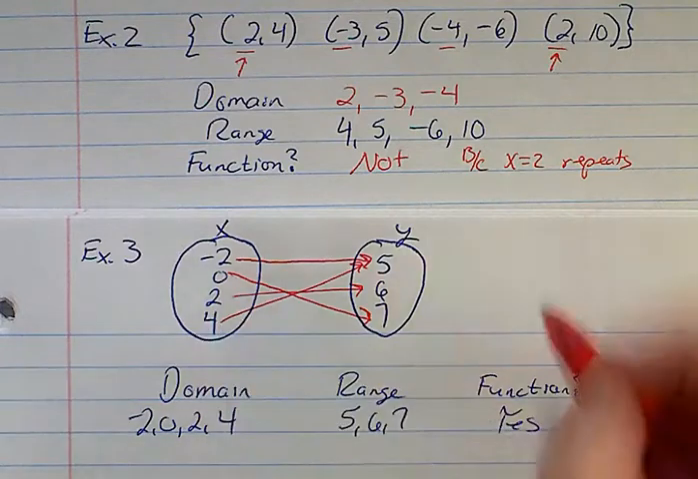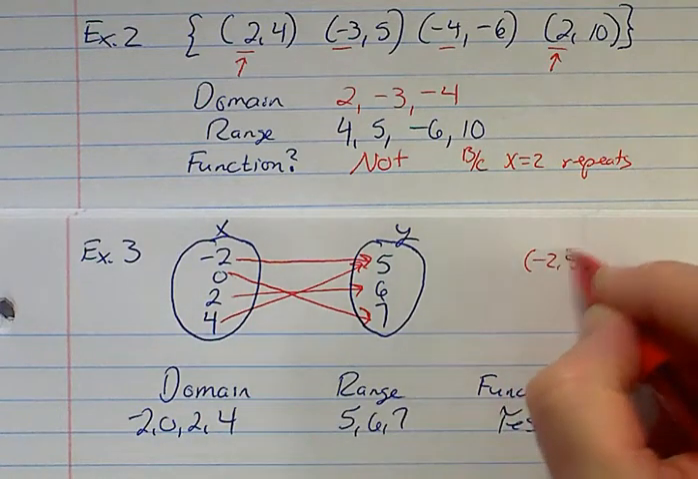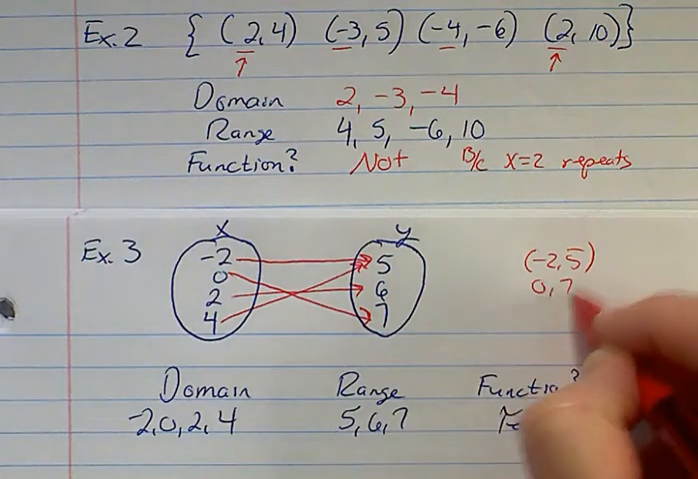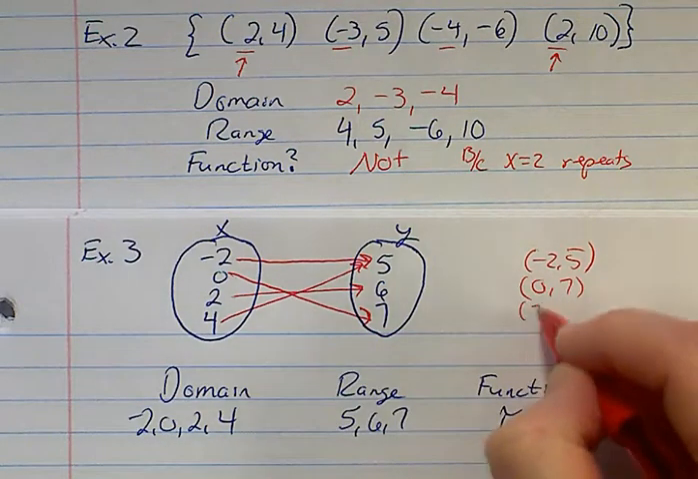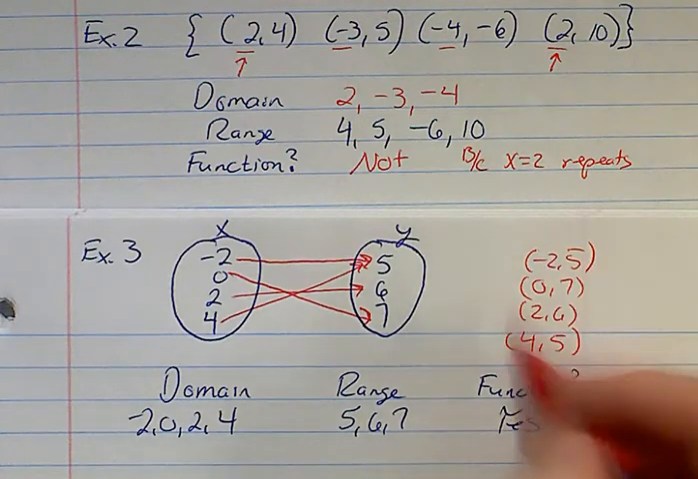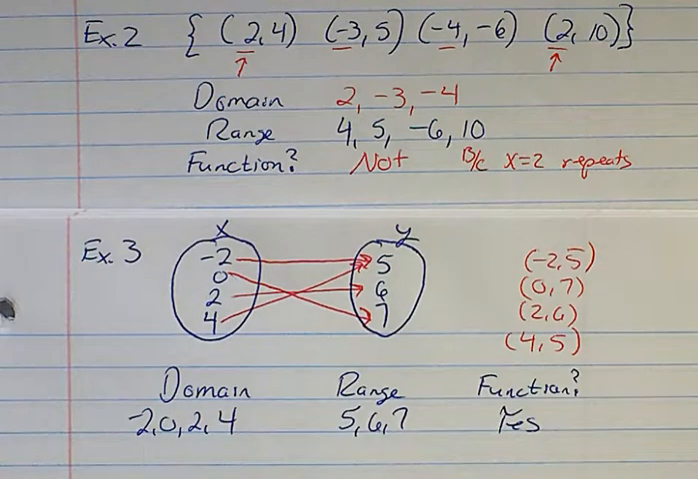Now, if it helps you, over on the side you could go back and write out the ordered pairs, because that would be -2, 5. This one would be at 0, 7. You don't necessarily have to do that. But that way you can at least see what that would look like in ordered pair form.